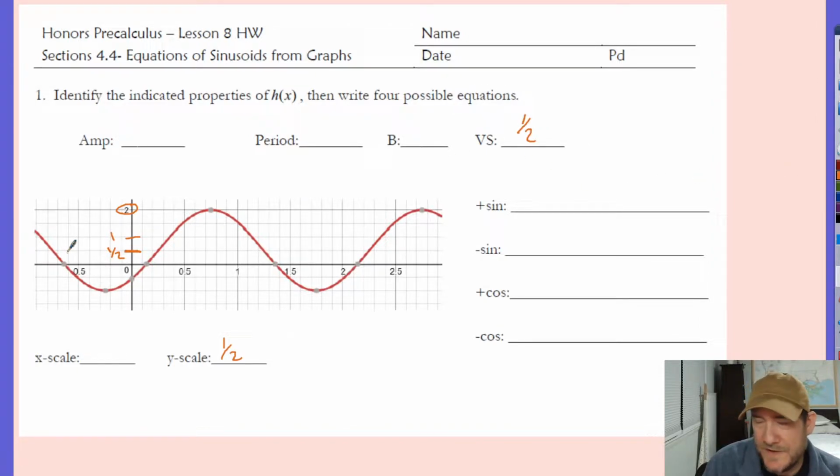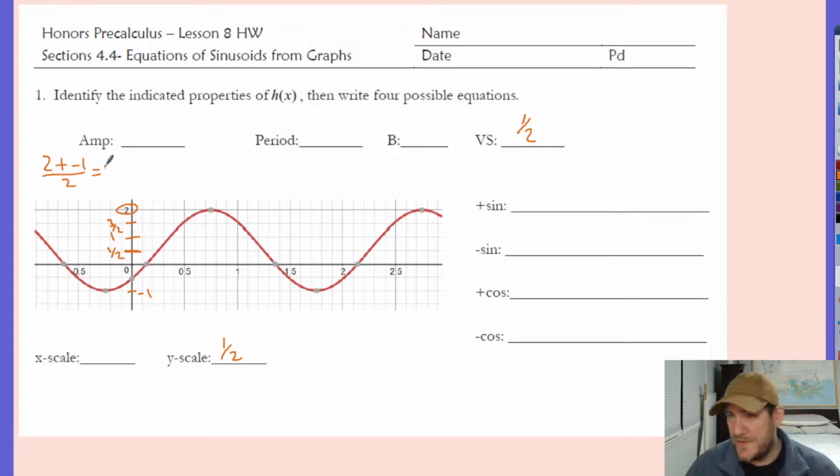So vertical shift's a half. This is 3 halves, not that it matters. So looking here again, that means this here is -1. It's not always super obvious where the exact middle is. So just remember, if you want to find the middle, you can always take the top and bottom and average them. So you could do the 2 plus -1 divide by 2.